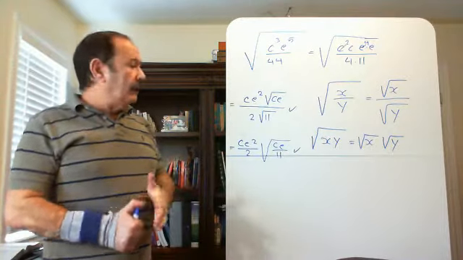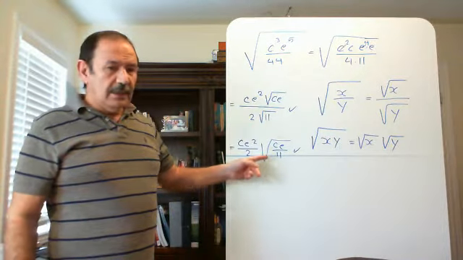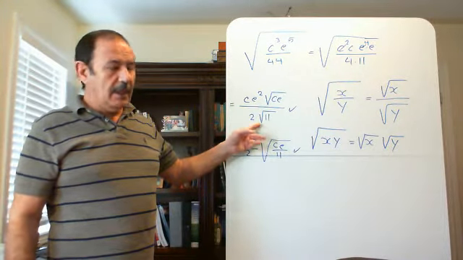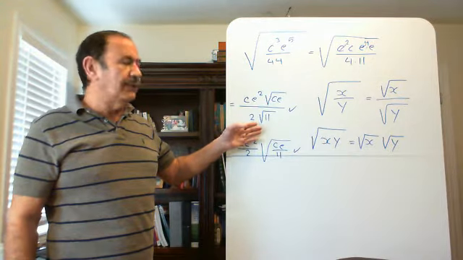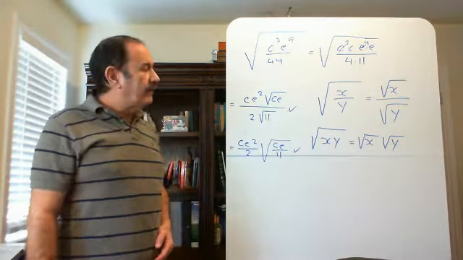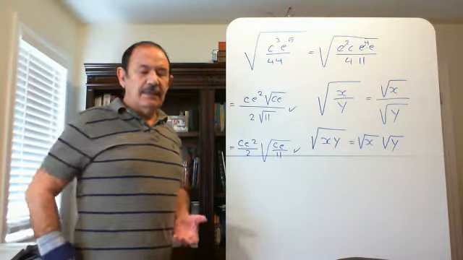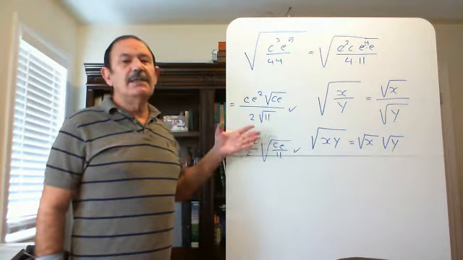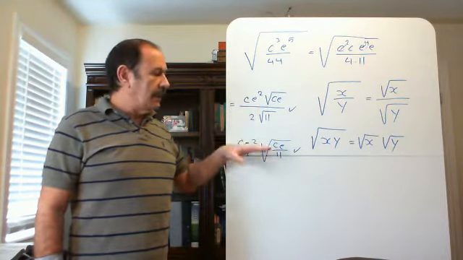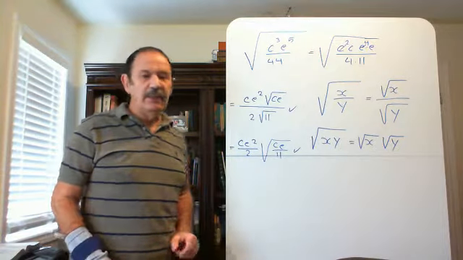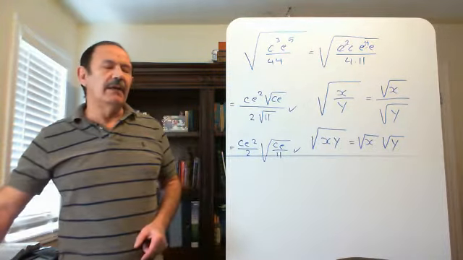But remember, we cannot keep the radical sign in the denominator. We have to remove the radical sign from the denominator. That's what we call rationalizing the radical expression, which I'm gonna teach you in the next video.